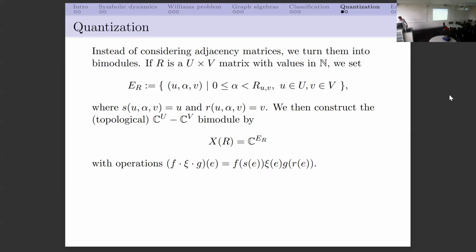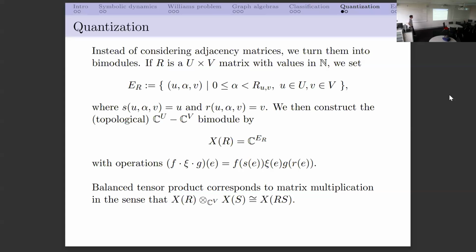At this point, it turns out that balanced tensor product corresponds to matrix multiplication. So if I wanted to encapsulate matrix multiplication coming, let's say, from shift equivalence, I can pull this into the world of bimodules. And these bimodules are now topological. I mean, I have a topology on the complex numbers, and it's connected, which is going to be another advantage.